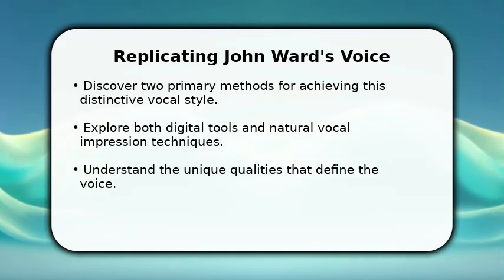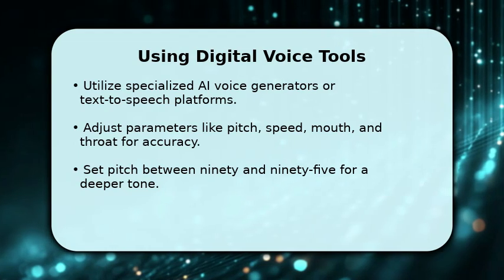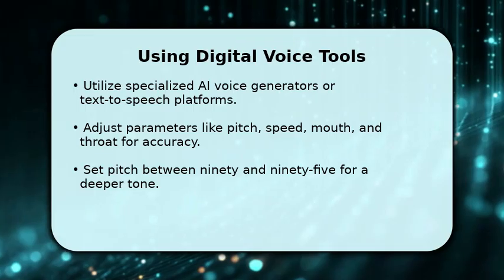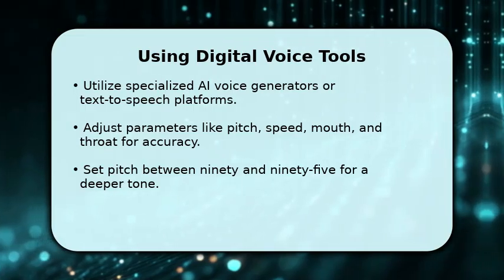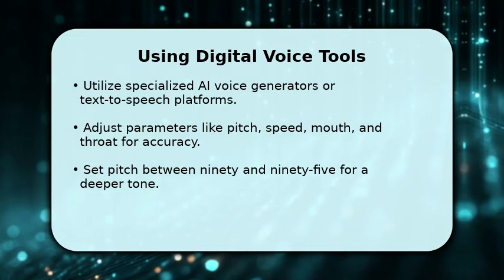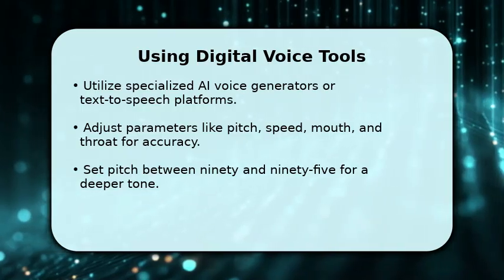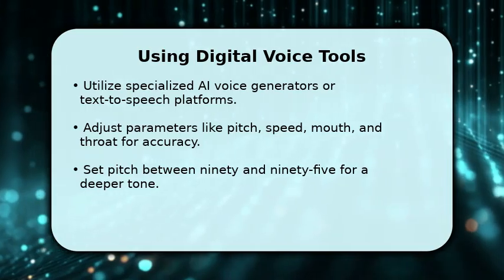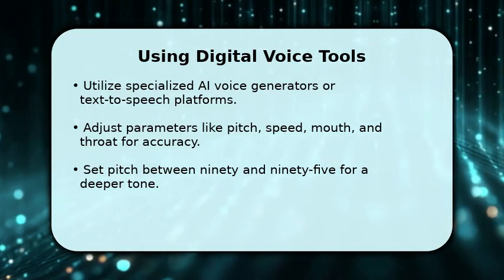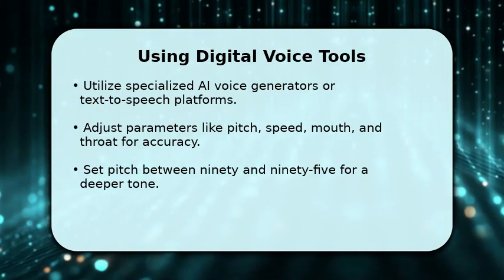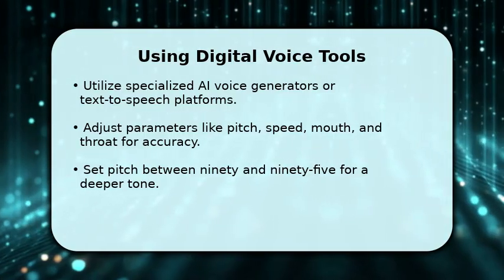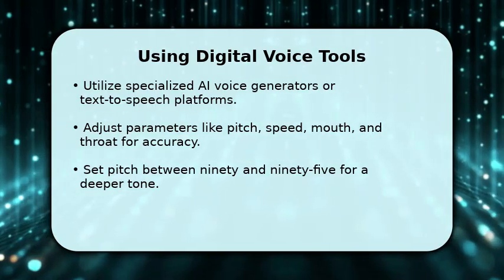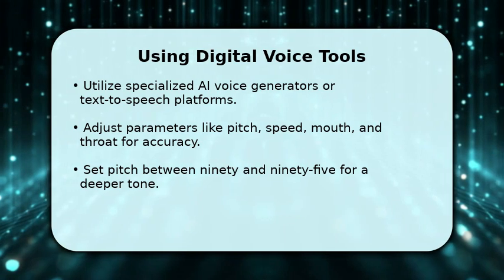One effective way to create the John Ward voice is by using digital tools. Many AI voice generators and text-to-speech platforms offer models specifically designed to replicate this unique sound. When using these, you can often fine-tune settings for greater accuracy. For instance, try setting the pitch between 90 and 95 and the speaking speed around 91. Adjusting mouth and throat parameters, typically to 134 and 132 respectively, can further refine the output.